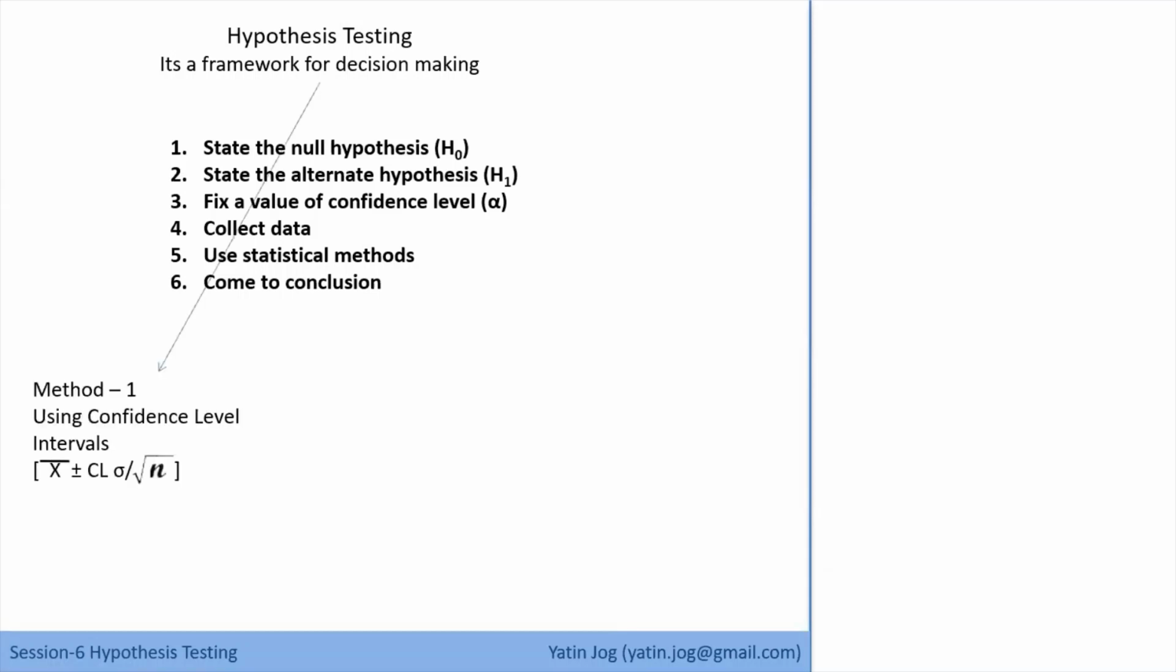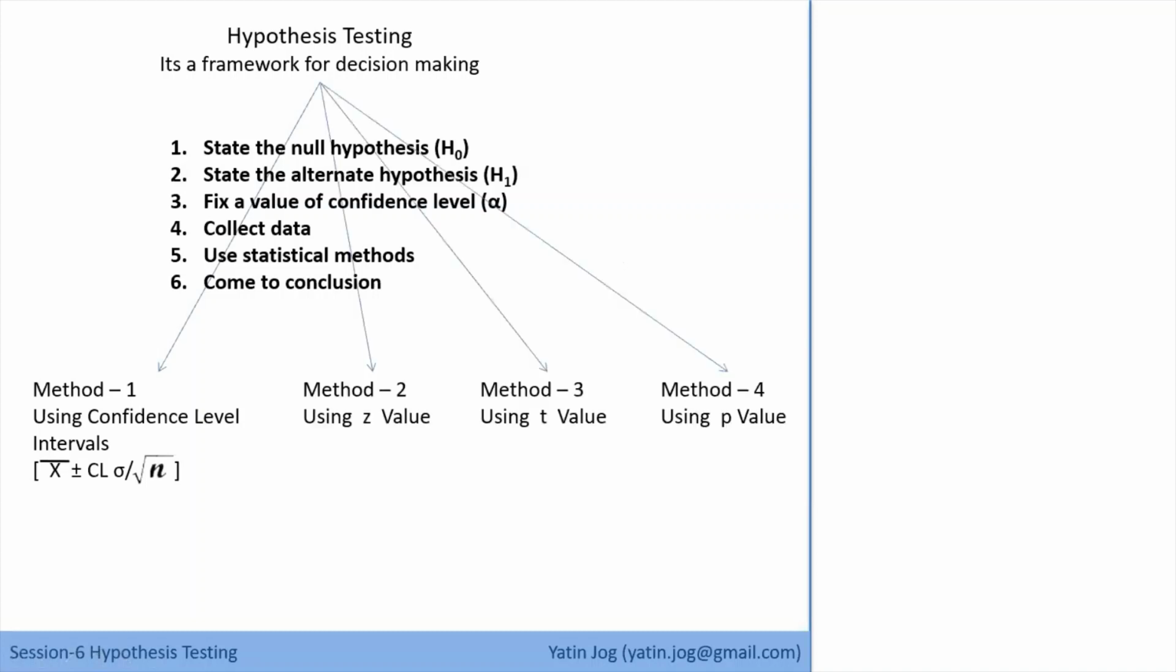Now, when I say method, you have to use an appropriate statistical method. For decision making, we have 4 different methods. First method is using confidence level intervals.